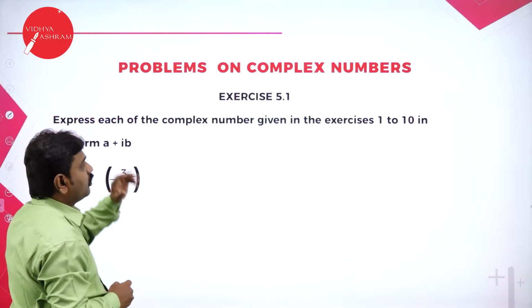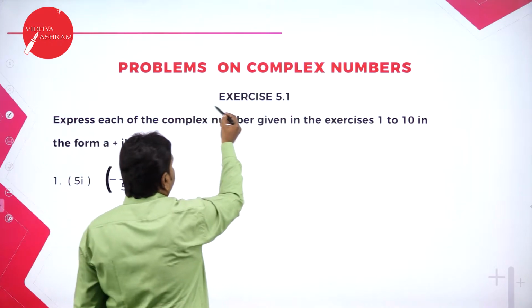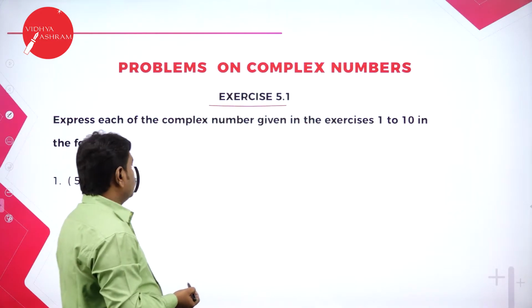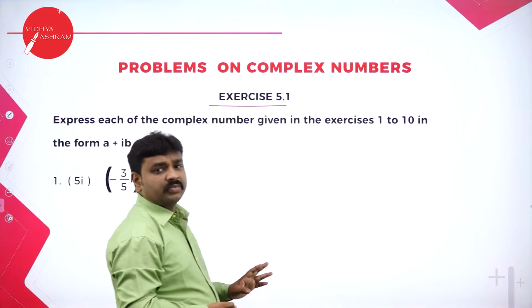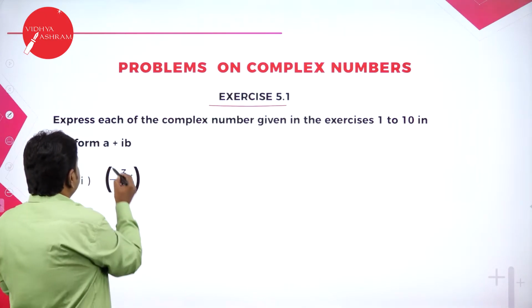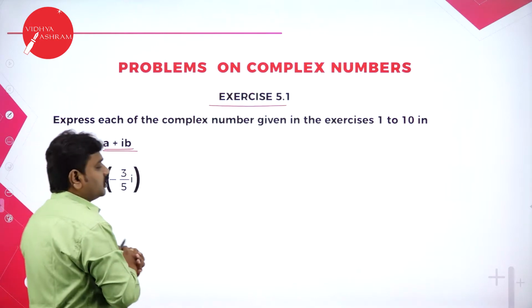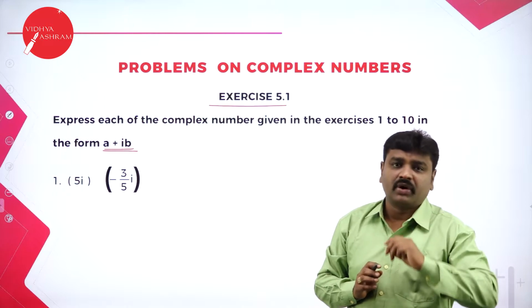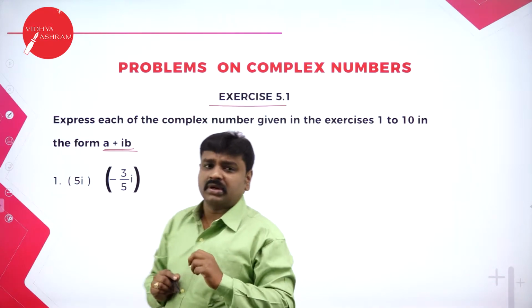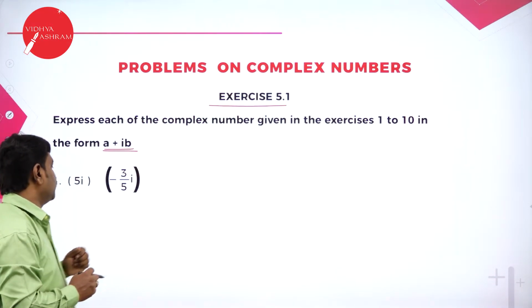Now, problems on complex numbers of exercise 5.1 we'll start with. So, express each of the complex numbers given in exercise, problems 1 to 10, in a plus ib form. They want you to write the given complex number in what form? A plus ib form. So, take the given complex number and represent it in a plus ib form.